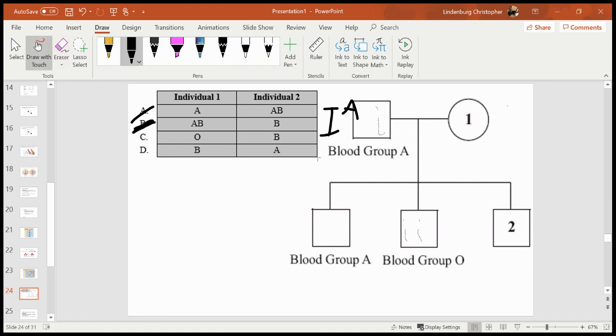Next, C says individual 1 is blood type O, so that would be their blood type O, and individual 2 is blood type B. Well, again, where would the B come from? That's not possible. So, okay, see you.